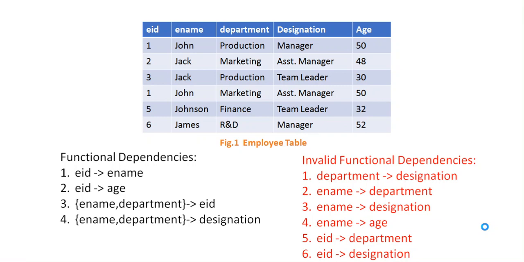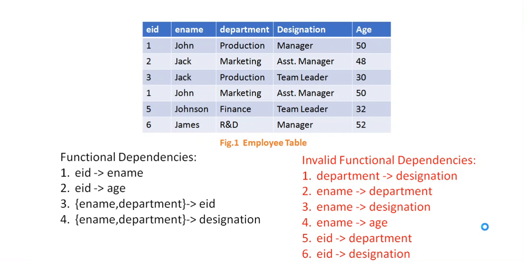Okay, see, here John is working in production department on manager designation, and John is working in marketing department as an assistant manager. So from employee name you cannot identify the exact designation. So here employee name determines designation. This is an invalid functional dependency. Similarly, employee name determines age. This is also an invalid functional dependency.